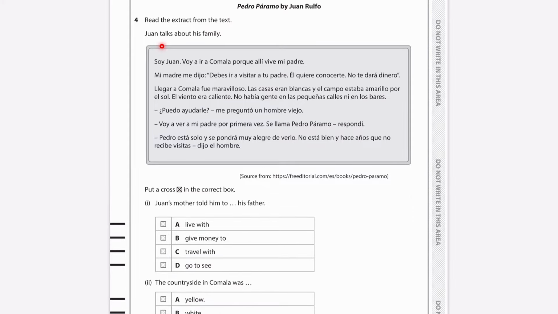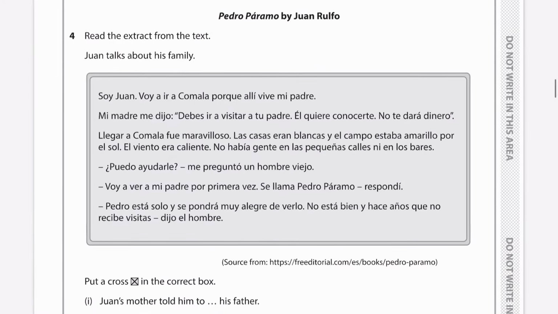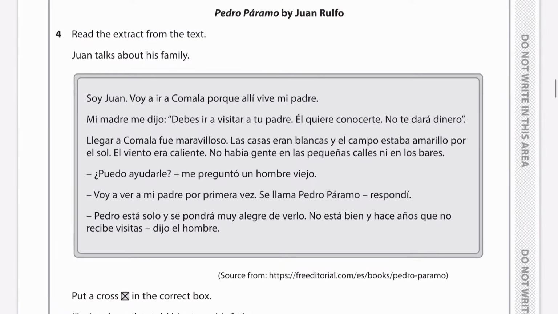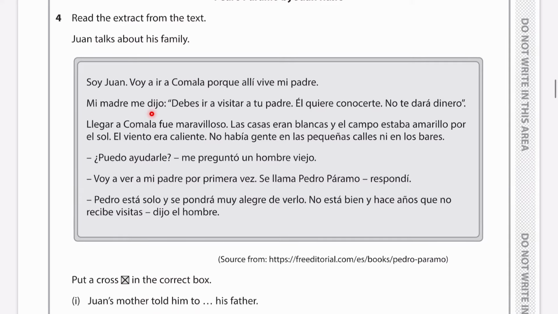Vale, we see Juan talks about his family. This is an extract from a text. These ones can be quite tricky because I think it's from an actual book or something. Anyway, let's read it. So, soy Juan, voy a ir a Comala porque ahí vive mi padre. So this place Comala, his dad lives there. Vive mi padre. Mi madre me dijo, told me, debes ir a visitar a tu padre. Él quiere conocerte, no te dará dinero.